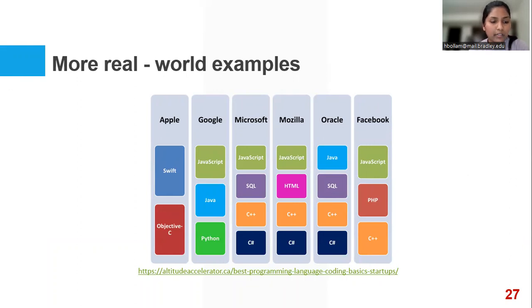And there are some real-world examples with the main programming languages they are using in their own organizations. Apple uses mainly the Swift programming language and Objective-C. Google, Microsoft, Mozilla, and Facebook use JavaScript as their main language, and Facebook uses PHP more. C++ and C# are mostly used at Microsoft, Mozilla, and Oracle.